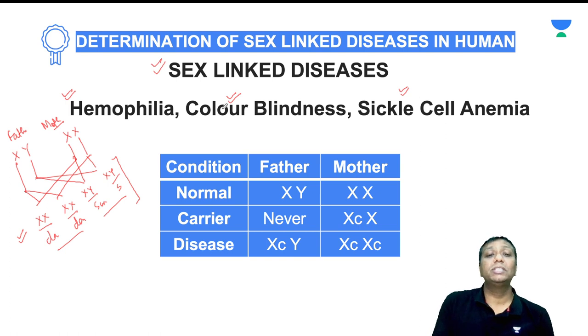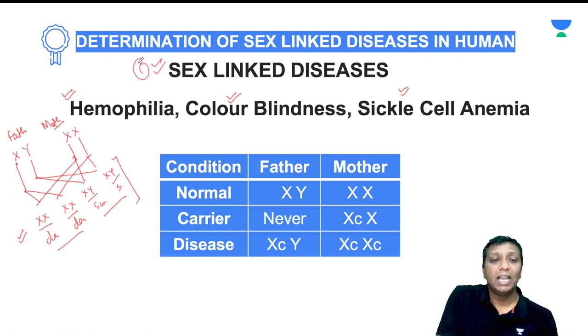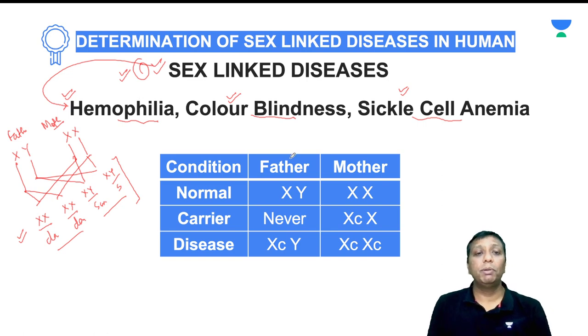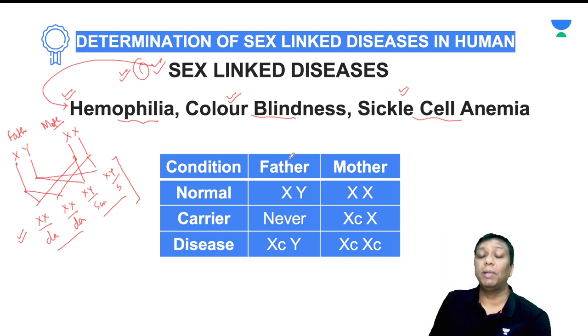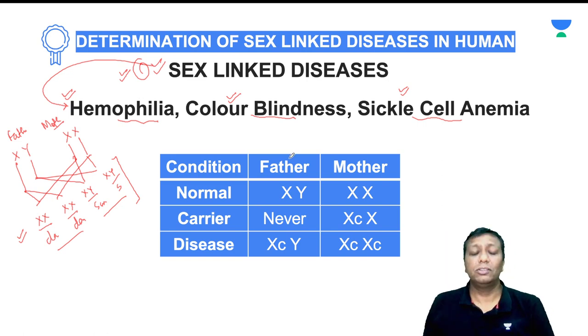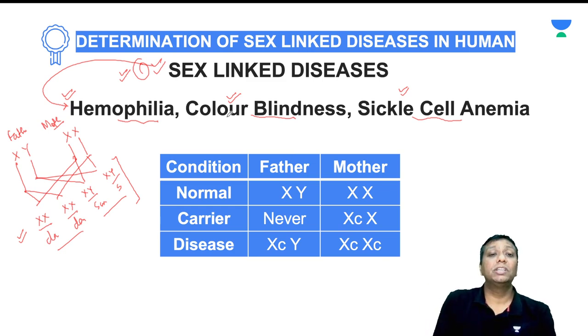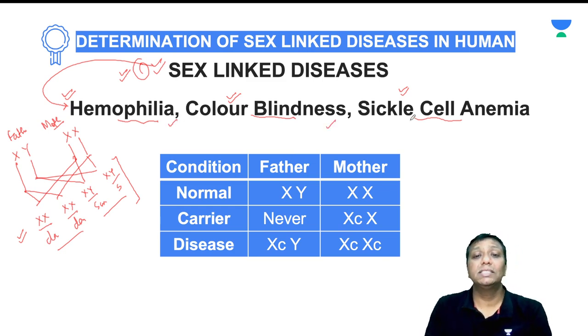Here, option C had 16 diseases and 16 characters, and the examples were hemophilia, color blindness, and sickle cell anemia in one of the options. It was the correct option, in a UPSC question paper from long back, around 2007, in the civil service examinations. So before starting the lesson, and before going into how to solve the numericals, I would like to discuss hemophilia, color blindness, and sickle cell anemia.